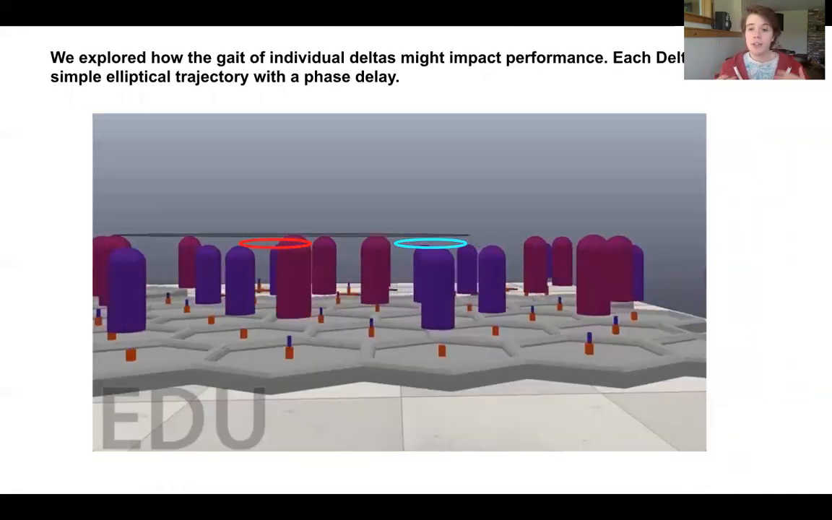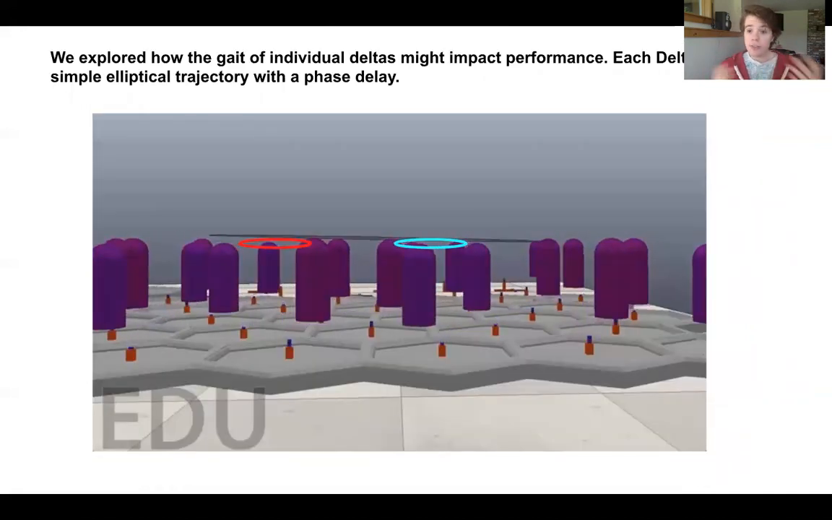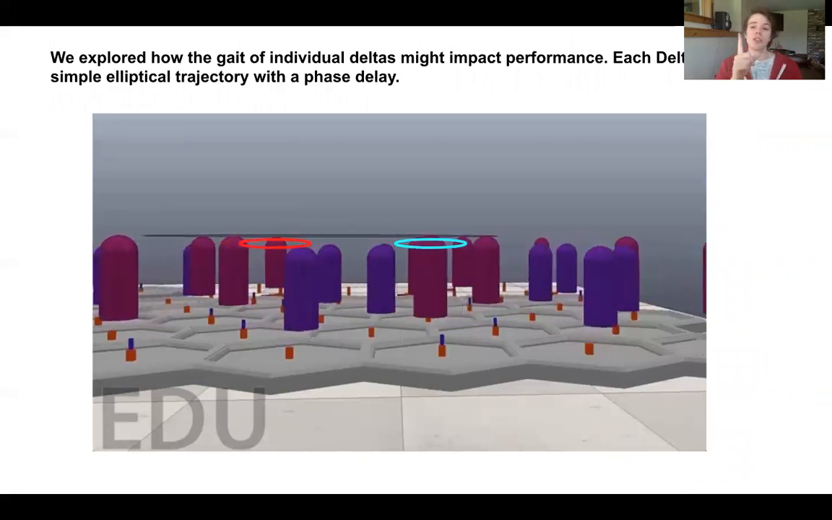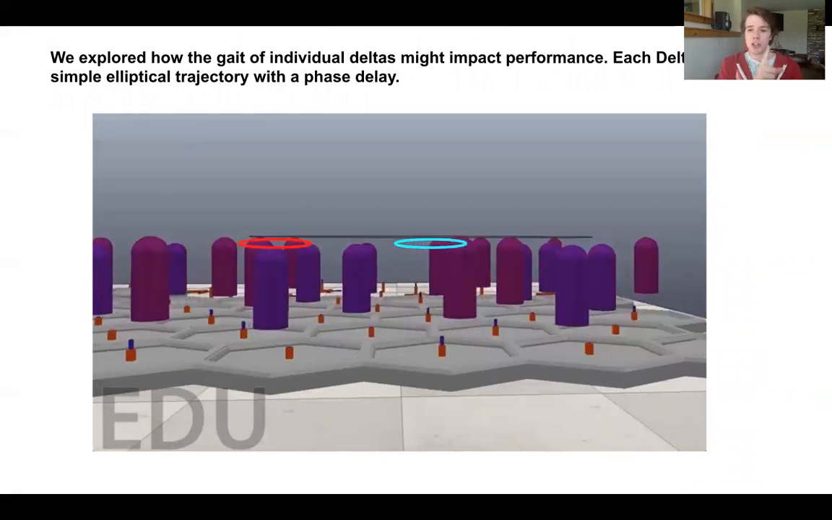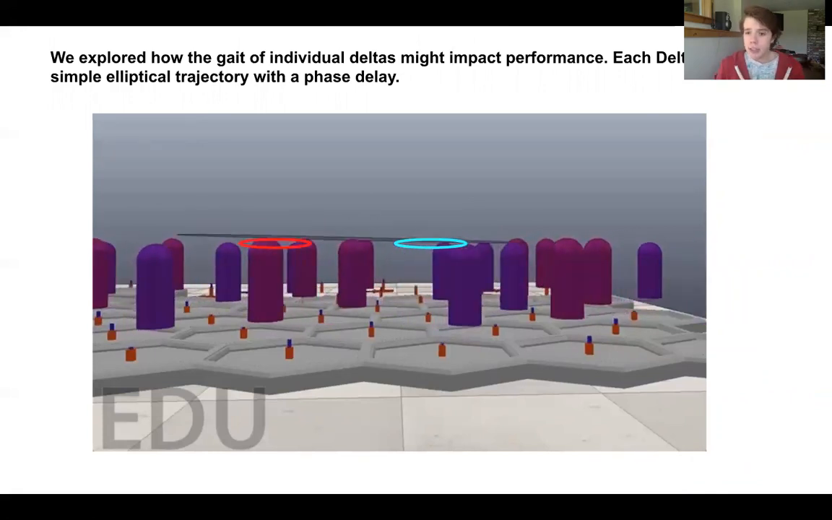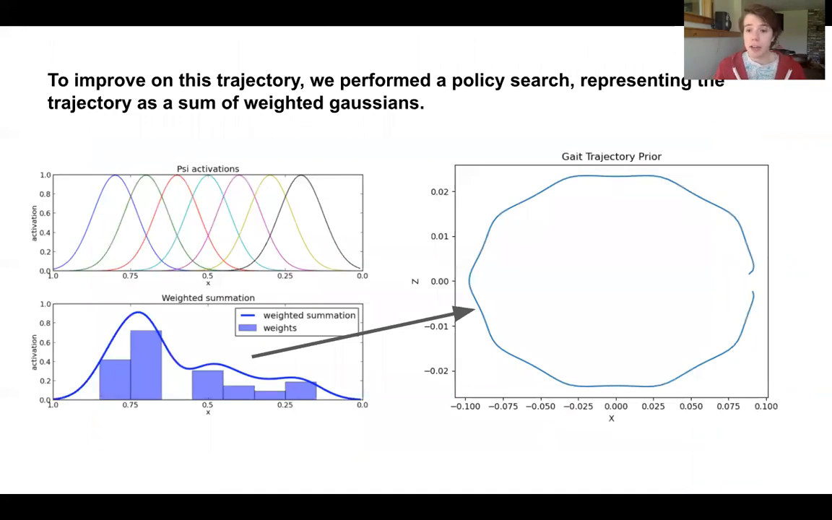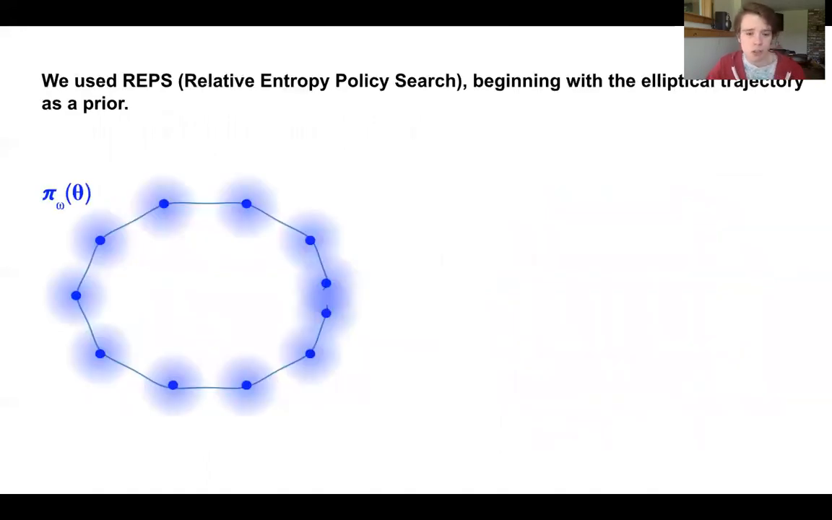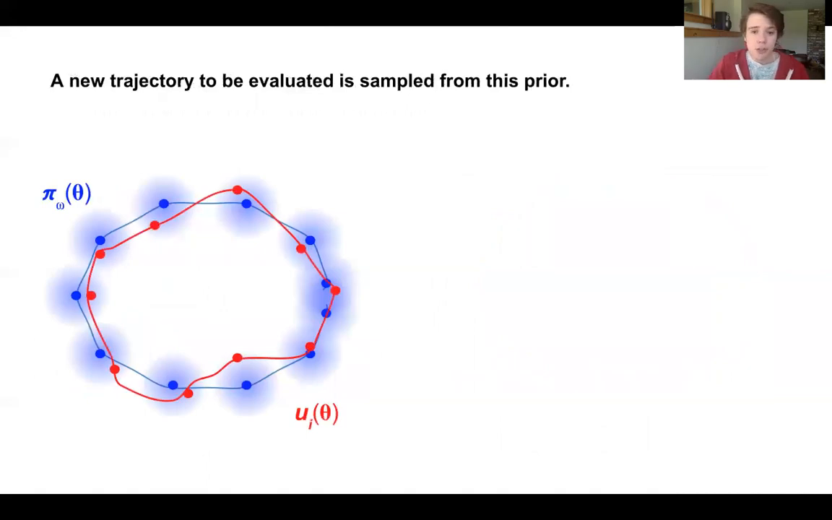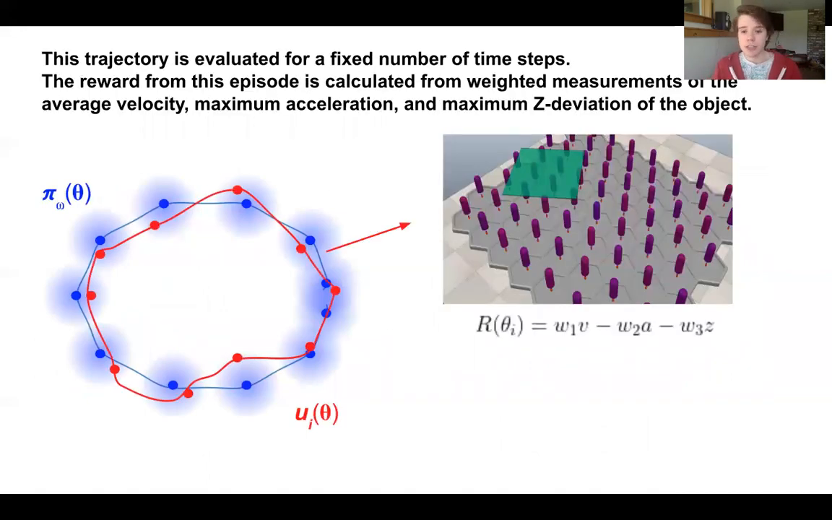Finally, we wanted to look at the trajectory of each individual delta. For all of the tests we performed previously, the deltas were just operating in a simple elliptical trajectory with a phase delay. But we didn't actually know whether this was optimum. So instead, we decided to formulate this as a policy search problem. We represented the trajectory of each individual delta as a sum of weighted Gaussians, which we then used as a prior in performing our policy search. Sampling from this prior, which we used as our elliptical trajectory, we get a new trajectory, which we can then evaluate on this translation task.